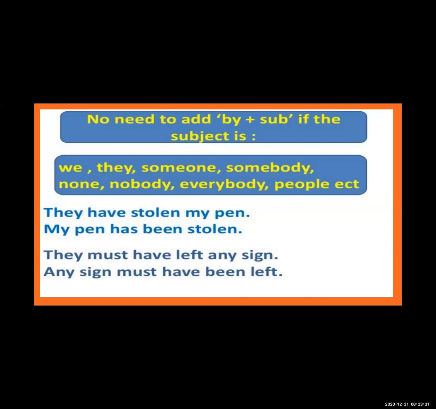So because "they" is used, we are not using "by plus subject" in the passive form. They have stolen my pen becomes my pen has been stolen. I am not writing again "my pen has been stolen by him", because it will be wrong. So my pen has been stolen, full stop. Why do we have to stop over there? Because it is understood that it is stolen by them.